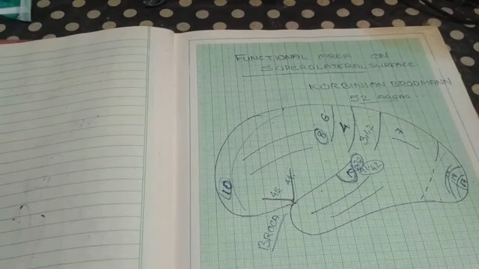So these are some of the functional areas which are present on the supralateral surface of the brain.